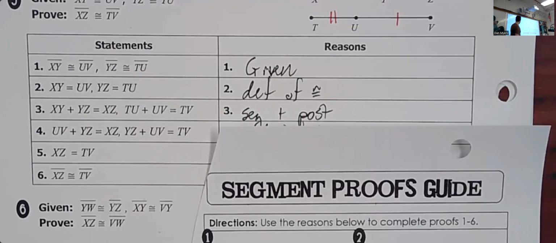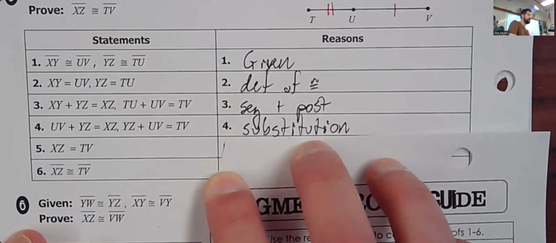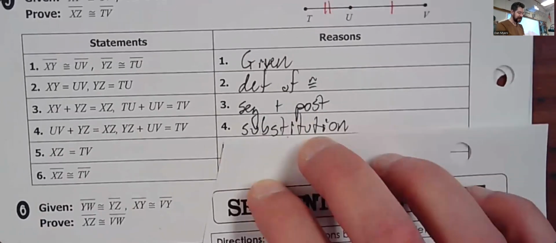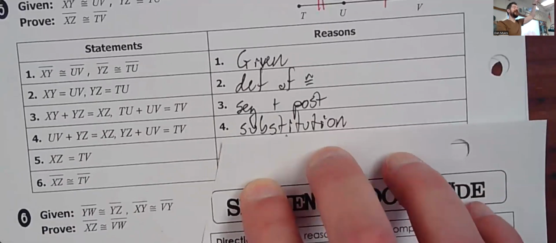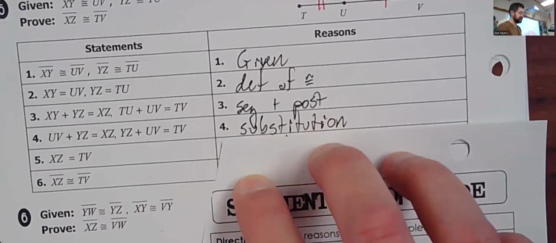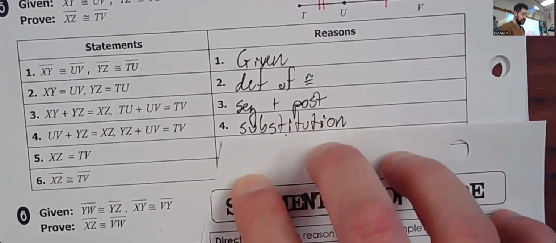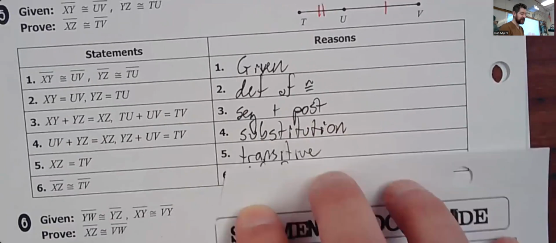What about over here? We've got UV, we've got TV. Do you have anything that says that TU and YZ are the same? Right here. TU was replaced by YZ. If you replace something with something else, substitution. Look at the list of options. Symmetric isn't on this one. So that one is substitution, which means that 5 has to be what? That'll be 6. Yeah, 5 is transitive.